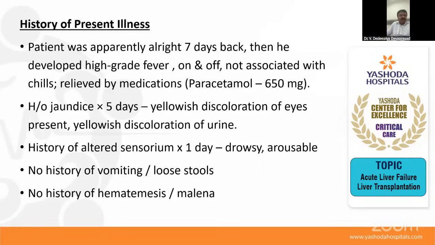This patient had 1 dose of paracetamol, is it? A 650 milligram. He was intermittently taking paracetamol since the past 7 days. Okay. Next slide, please. Yes, sir.